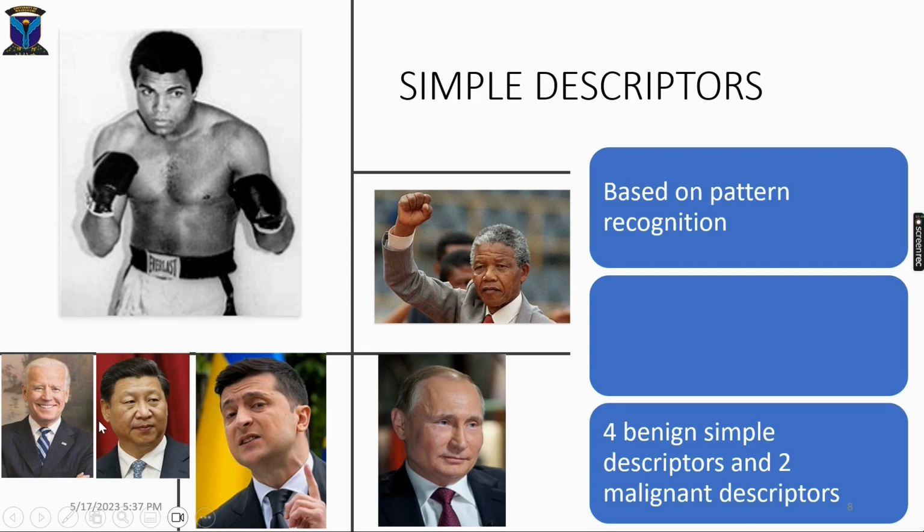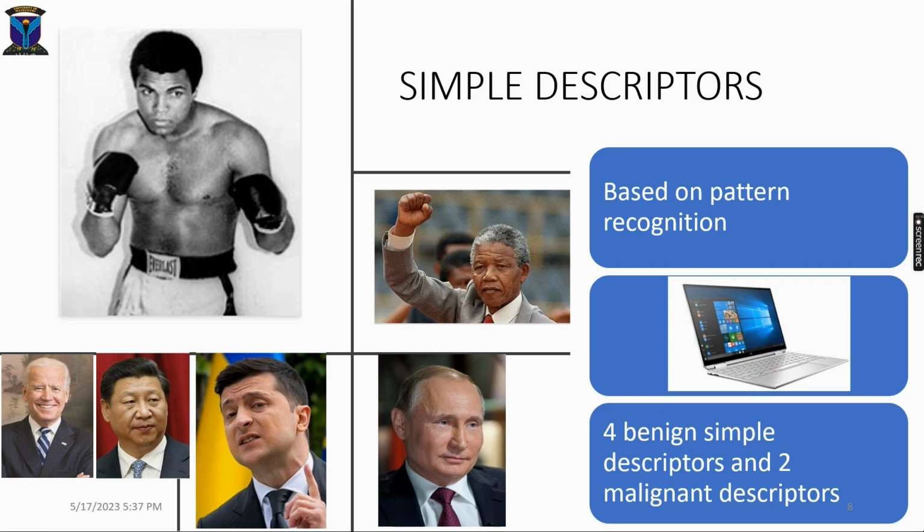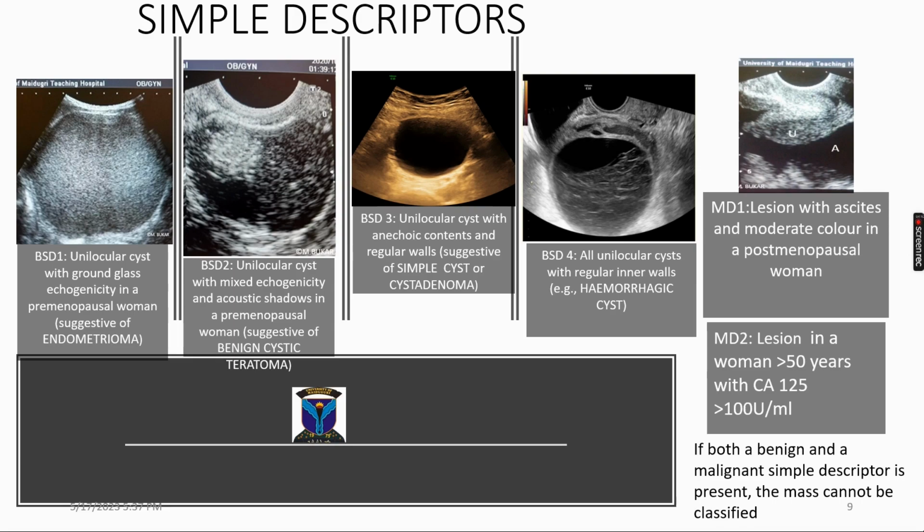So, simple descriptors are actually based on pattern recognition. When you see certain features, you will know that this is likely to be A and not B. Secondly, you don't need a computer to use the simple descriptors. There are 4 benign simple descriptors and 2 malignant descriptors.